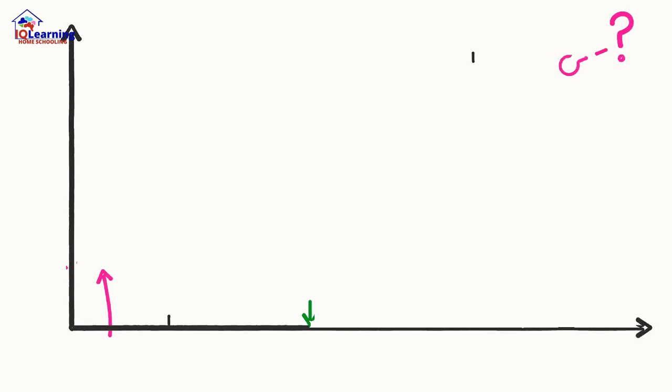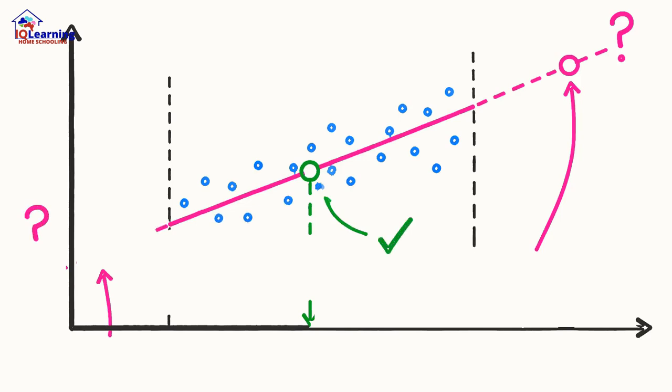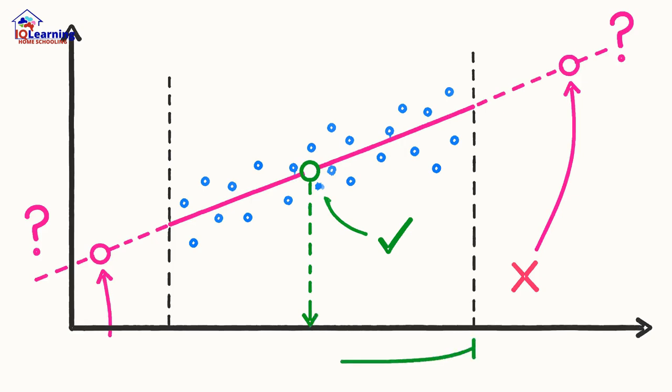To make predictions, we draw a line of best fit, straight through the middle of the points, following the trend with roughly half the dots above and half below. This line lets us make educated guesses. We can predict a value inside our data range, called interpolation. Predicting outside the range, or extrapolation, is much riskier, as the trend might not continue.